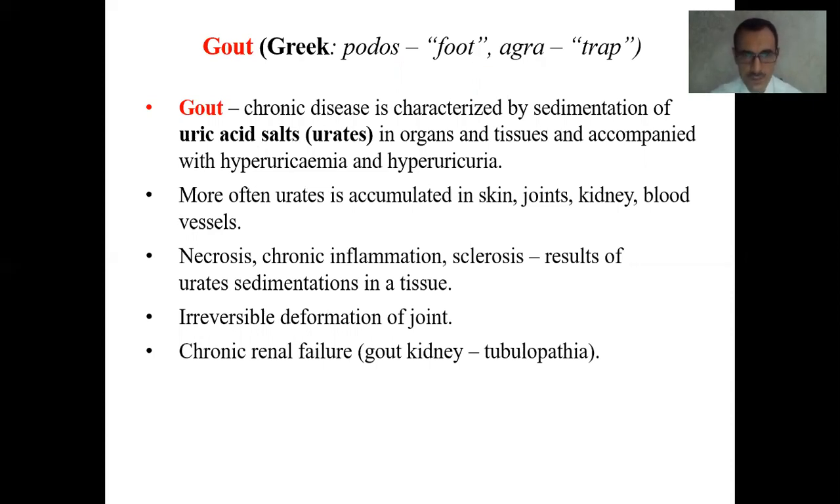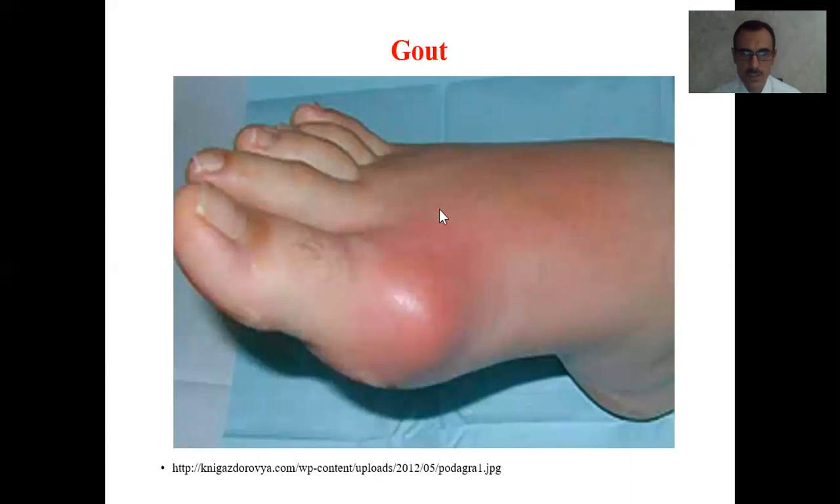Necrosis, chronic inflammation, and sclerosis are results of urate sedimentation in a tissue, and irreversible deformation of joints is found in these diseases, and chronic renal failure develops in these patients that we call the gout kidney or tubulopathy. Here you see the patient with foot involvement in gout.